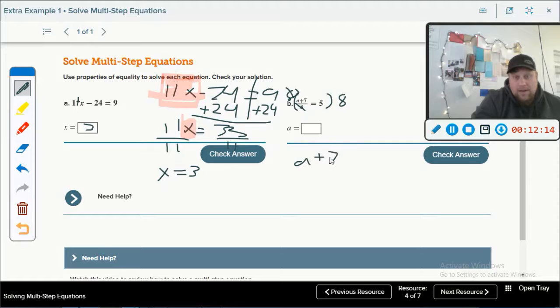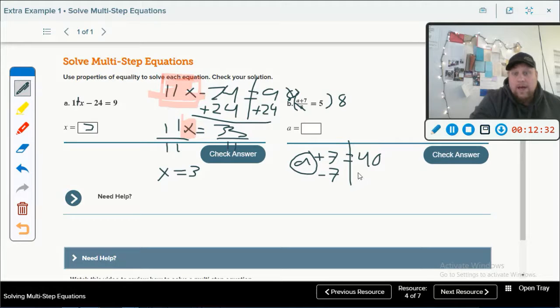Now, I want to get a by itself. How do I get a by itself? Get rid of the plus 7. How do I get rid of plus 7? I do the opposite, which is subtract 7. And the rule is what I do to one side, I do to the other. Remember, sides are separated by equal signs. That's why I keep drawing this separator over the equal sign.